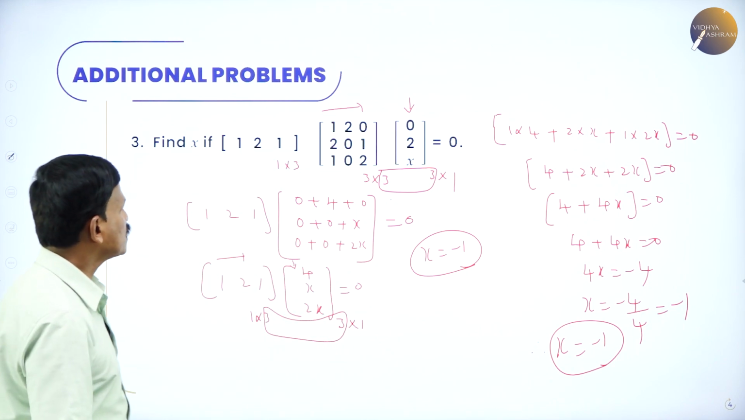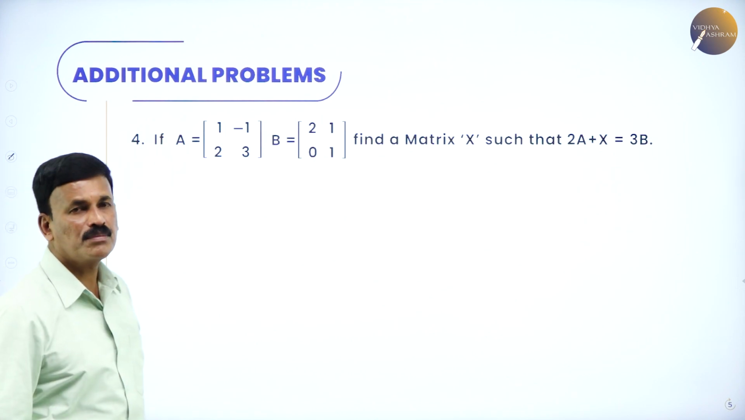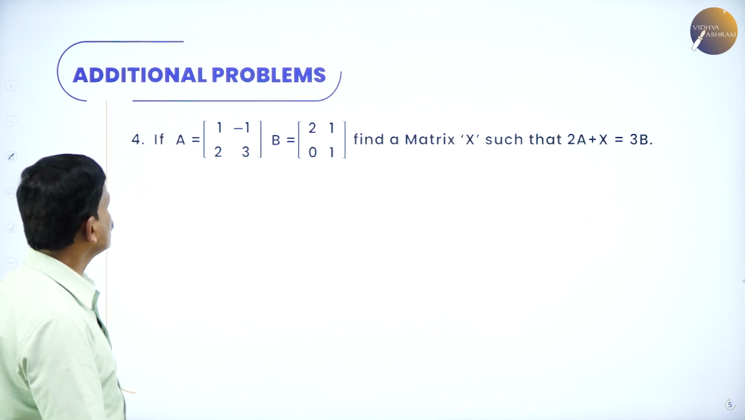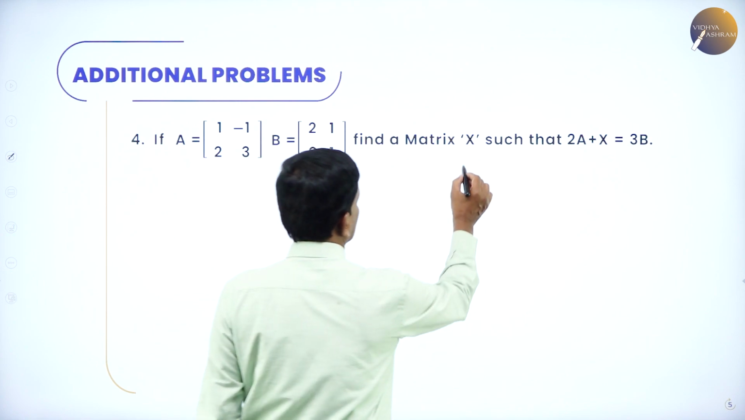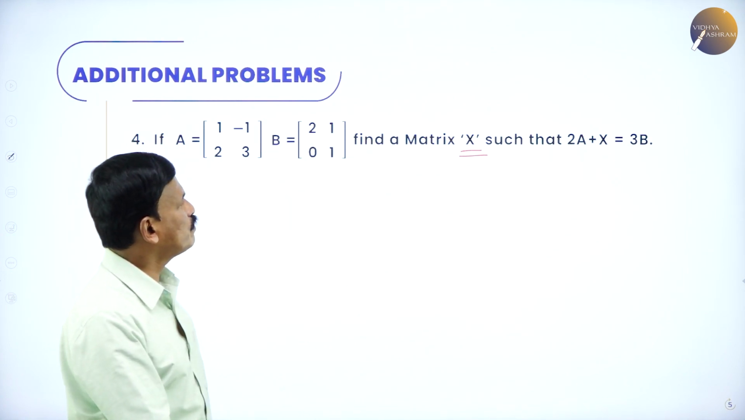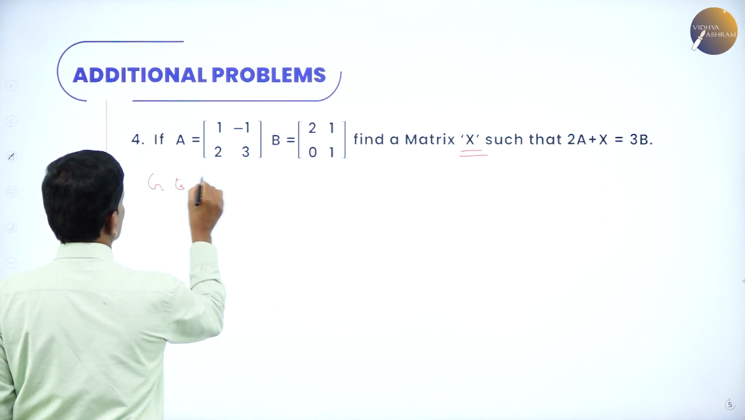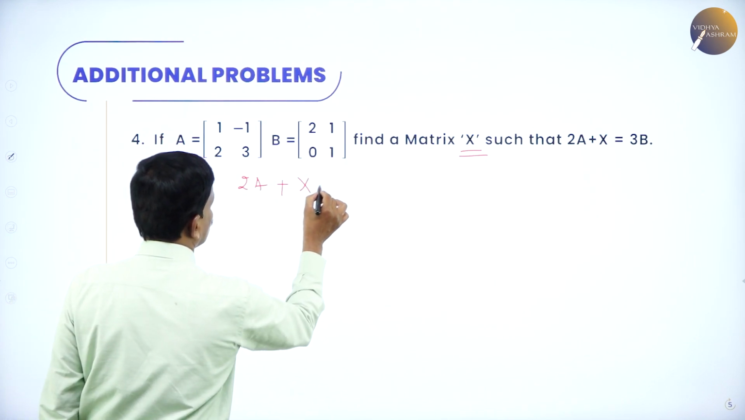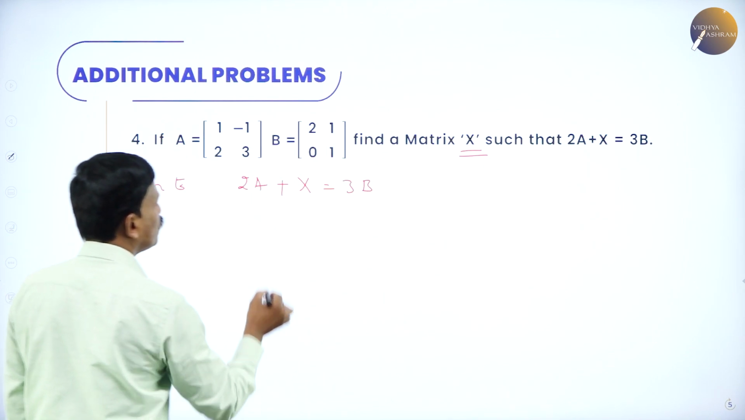Now next, let us come to the next problem. So what is given? You may get this type of questions for 3 marks. If A is equal to 1, minus 1, 2, 3, B is equal to 2, 1, 0, 1, find a matrix X, X is to be determined such that the given condition, an equation is given 2A plus X is equal to 3B. What is given? The given equation is 2A plus matrix X is equal to 3B. Now what is required to find is matrix X?